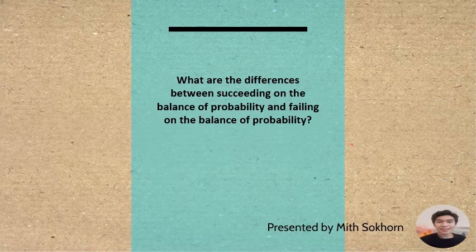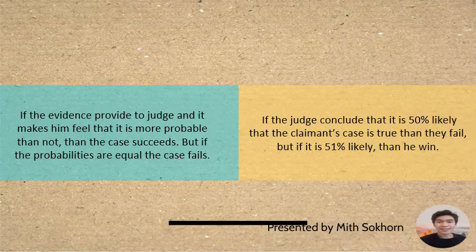So what are the differences between succeeding on the balance of probability and failing on the balance of probability? If the evidence provided to the judge makes him feel that it is more probable than not, then the case succeeds. But if the probabilities are equal, the case fails. If we put it into numbers, it means that if the judge concludes that it is 50% likely that the claimant's case is true, then they fail.